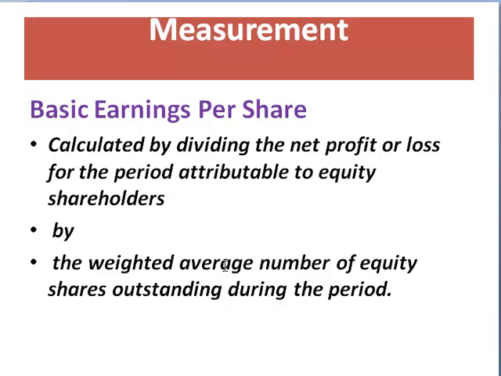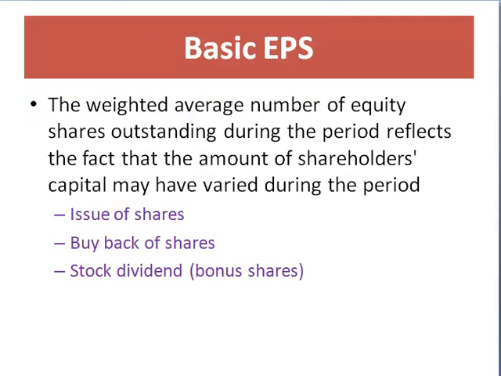So what is this weighted average number of equity shares? It's not the actual number of shares, but the adjusted number of shares for any issue of shares or buyback of shares or stock dividend during the period. That means the actual shares and the weighted average will not be the same because of any of these issues, a buyback, or a stock dividend, if those things happened during the year. So the weighted average number of shares will be different from the actual number of shares issued by the company.